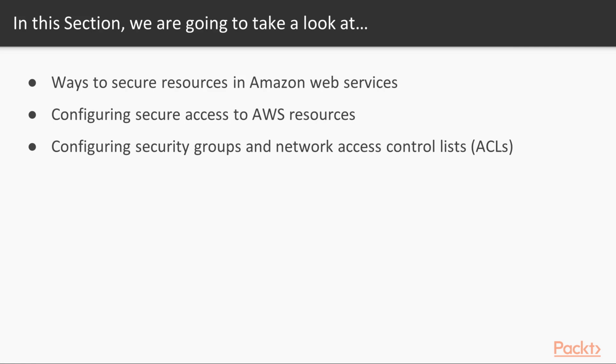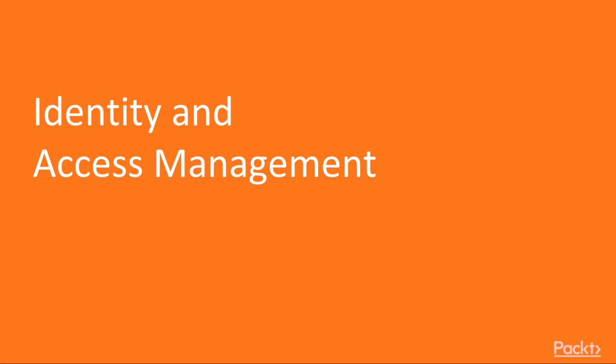We will learn to configure secure access to AWS resources using Identity and Access Management, IAM. We will also demonstrate the steps to configure security groups and network access control lists, ACLs. Now we move on to the first video of this section that deals with identity and access management.